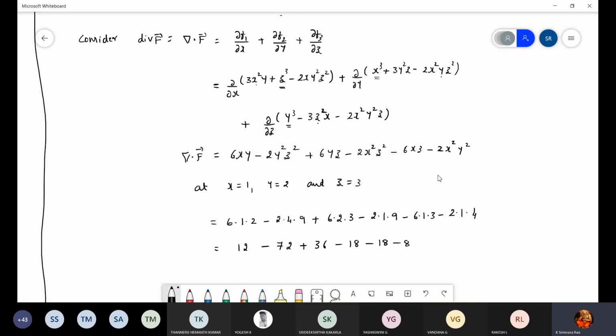Correct? Is it right? So this minus 18 plus 36 I can cancel, and remaining is 12 minus 8 is 4. You will get minus 68. Is it right? Yes, this is div.